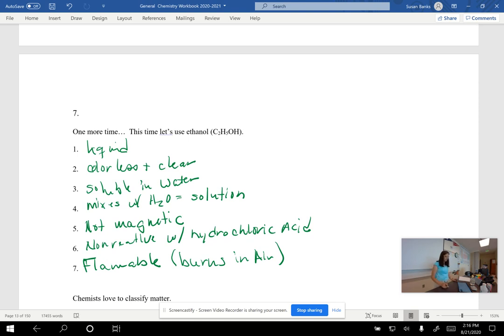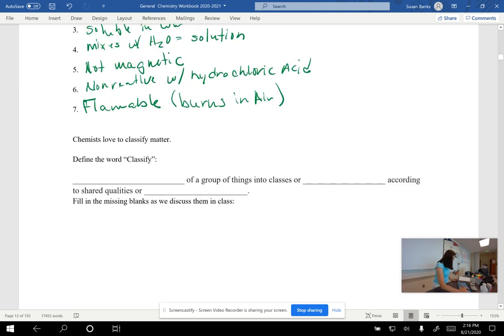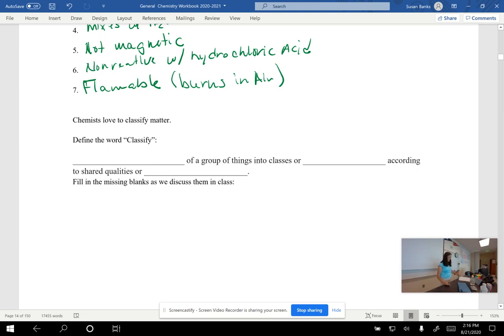Okay, so we use these properties that we have observed to classify stuff. So let's learn how we classify things. We like to classify things in science, and you've probably realized that last year in biology, if you took biology last year. There's all kinds of classifications that go on in biology. There's all kinds of classifications that go on in chemistry as well. Okay, so when we look at classify, we like to define or categorize groups of things into classes or groups.